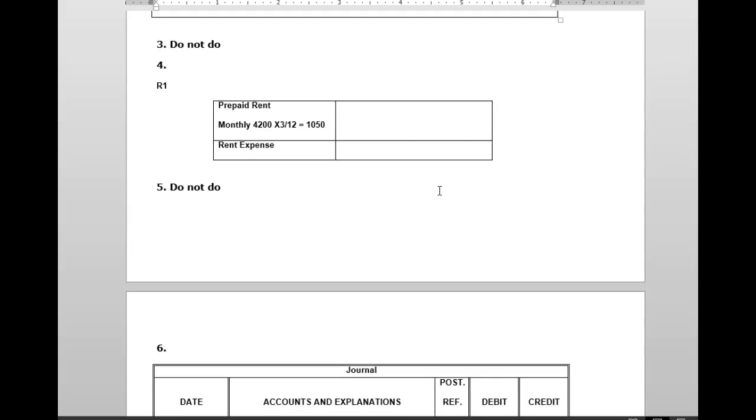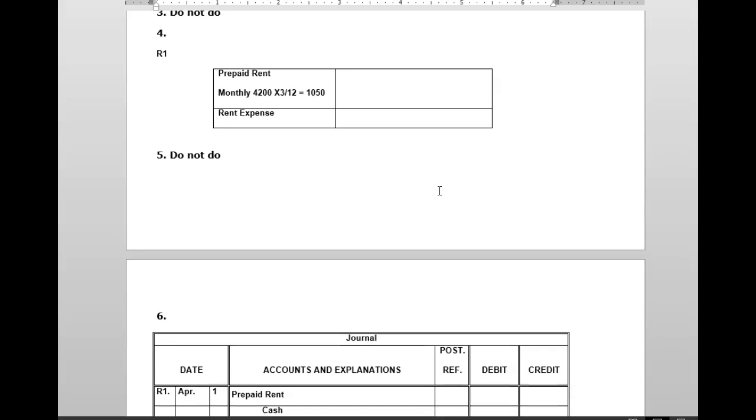Number 3, you don't do. Number 4, we paid a full year's rent. And we are trying to figure out, first of all, how much rent did we pay for the full year? So that's $4,200, right? And we are now in, where are we? We are in September. So 9 months have gone by. And they ask us what the 2 account balances are for this situation.